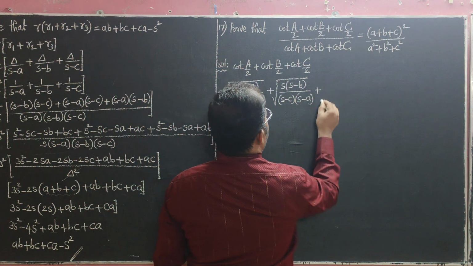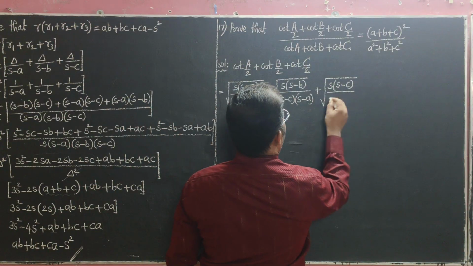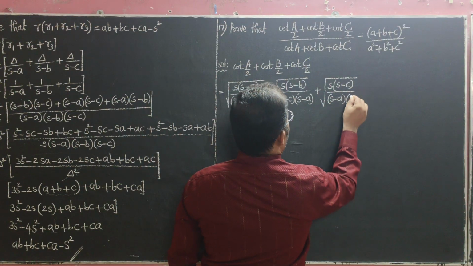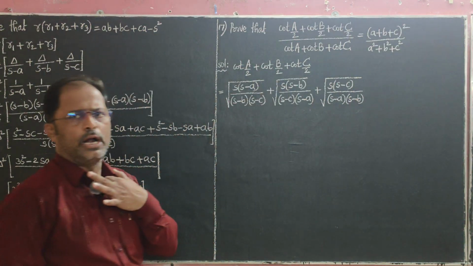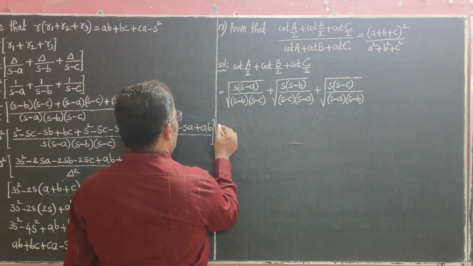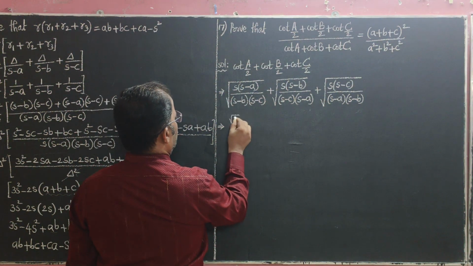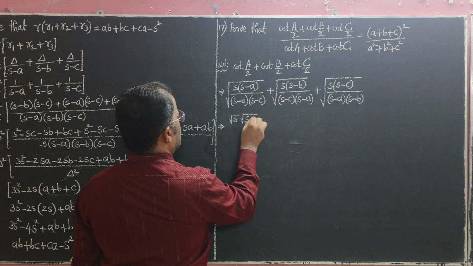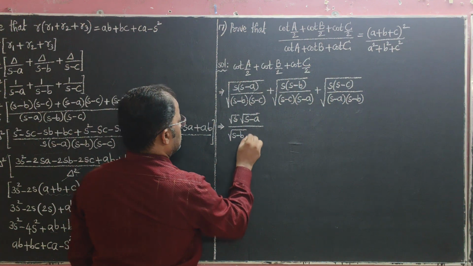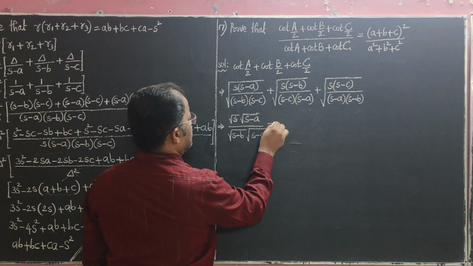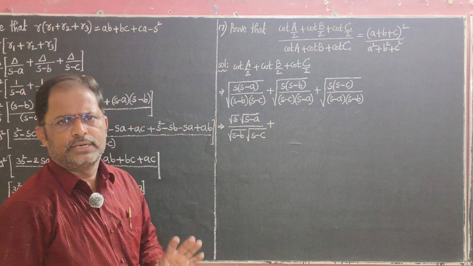Next plus square root of cot C by 2, formula: s into s minus c by s minus a into s minus b. These are the formulas for cot A by 2, cot B by 2 and cot C by 2. Now separate the root. Separate the root to each and every term: root s and into root s minus a by root s minus b and square root of s minus c. Just separate the roots for each and every term, whether it is numerator or denominator.